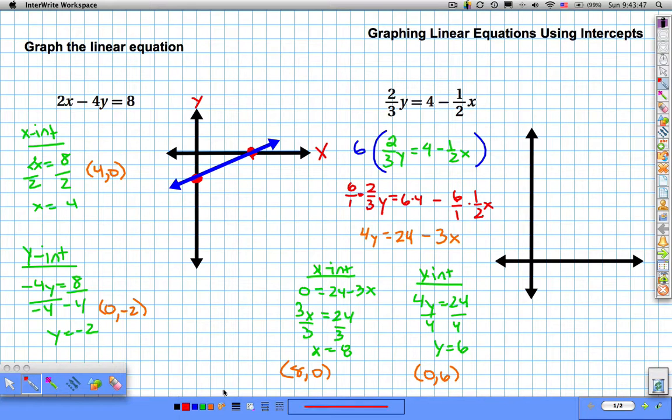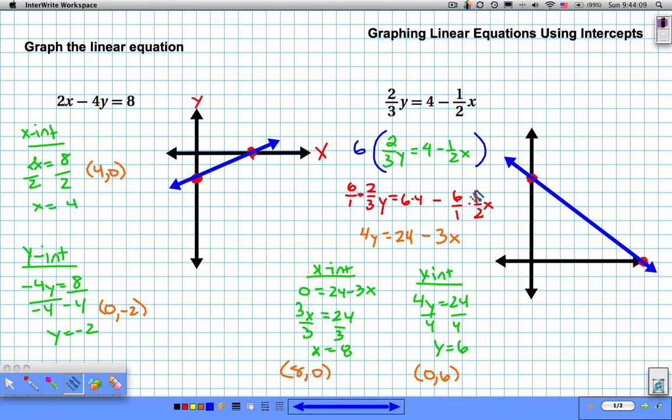So now I can go ahead and graph them. This is 8, 0, 1, 2, 3, 4, 5, 6, 7, 8. And then we're going to have 0, 6, 1, 2, 3, 4, 5, 6. And then I can go ahead and draw my line between these 2 points. Right there. So when using intercepts, all you have to do is find the intercepts and then plot the points to graph.